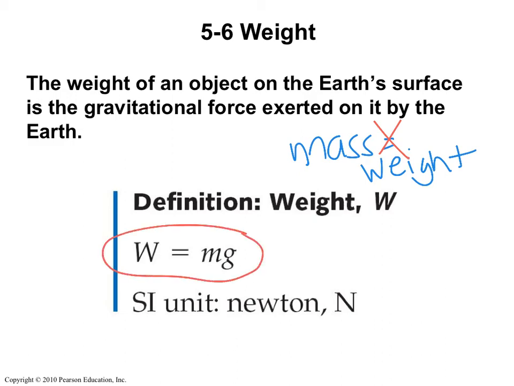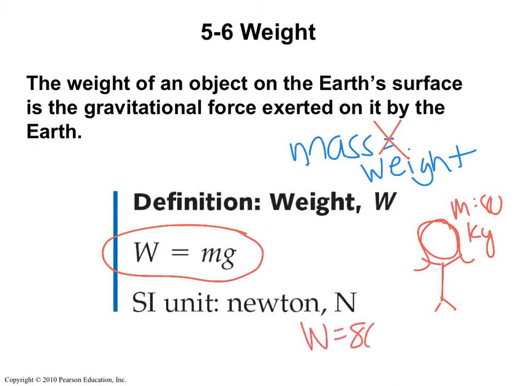So if I'm standing here as a person and I have a mass of 80 kg, I need to figure out my weight. I would take my mass of 80 kg and multiply by 9.8, which is gravity. This would give me, in newtons, how much I weigh.